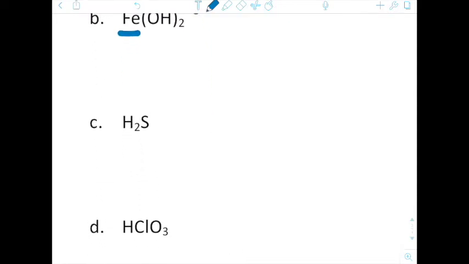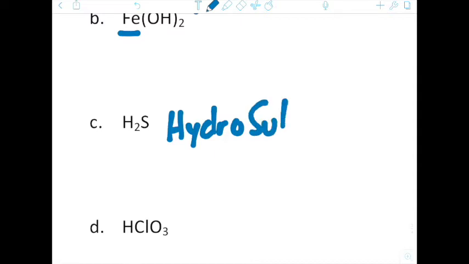Now with acids, we're naming them according to the polyatomic ion. On our first one, we see that the ion attached to it, our anion, is sulfide. And so since it ends in -ide, we would say that this is hydrosulfuric acid.